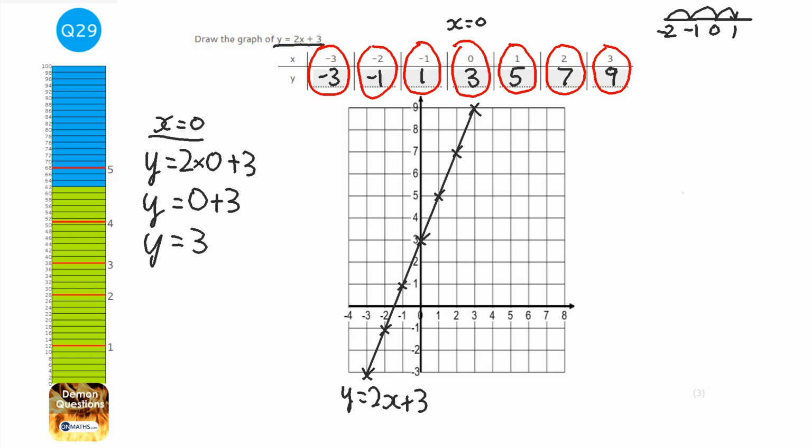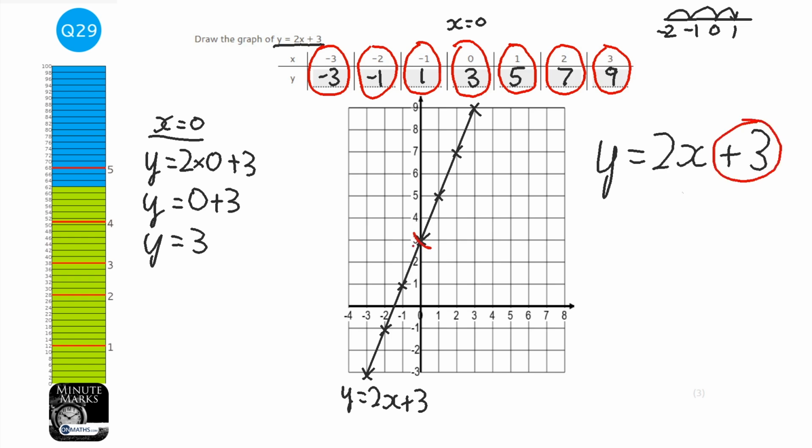Now, I said there was a quicker way of doing this. If you have a look at the equation, y equals 2x plus 3. This plus 3 tells us where it's going to hit the y-axis. So I can plot that one straight away. This 2 is a gradient. So if I go across 1, it tells us how far up it's going to go. And I just do that a few times to get 3 coordinates. And I can draw my straight line graph from that, and I don't need to put the table. But if the question asks you to fill out the table, obviously you need to fill out the table.